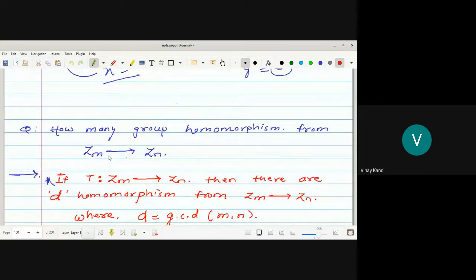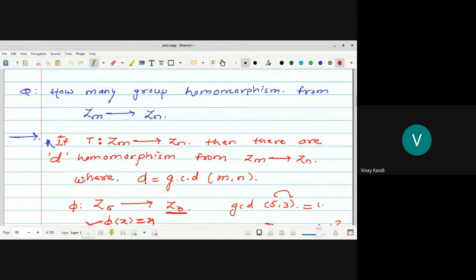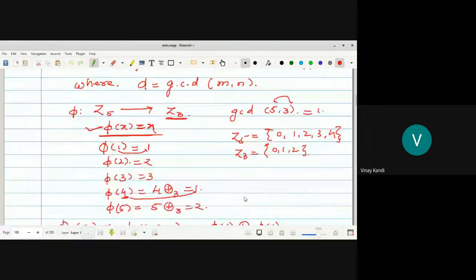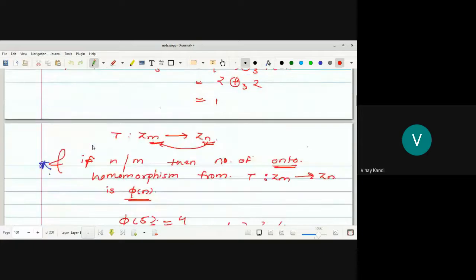For this, we will see again the homomorphisms from Zm to Zn. How many homomorphisms are there from the group Zm to Zn? There are a total of D homomorphisms from Zm to Zn, where D is the GCD of M and N. And how many onto homomorphisms? If N divides M, then the number of onto homomorphisms is phi of N.